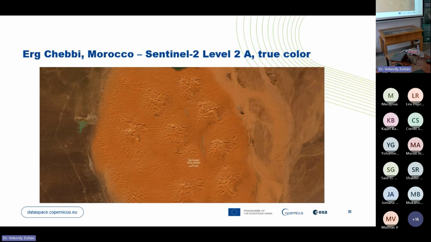So this is a place in Morocco with what you call star dunes. They form when the wind is blowing regularly from many different directions. And so this is like a bare rock surface. It's a depression filled with sand, and the sand also moves around a lot depending on the wind. This is what it would look like.